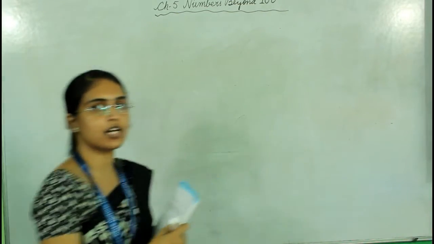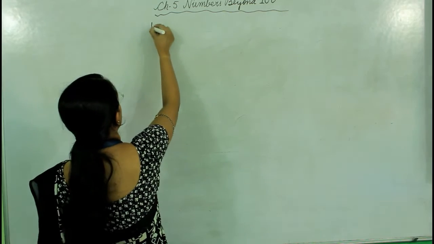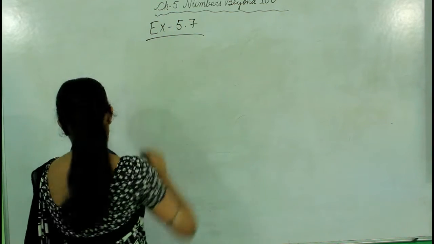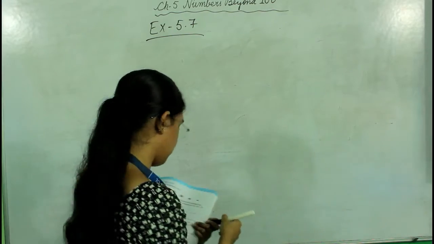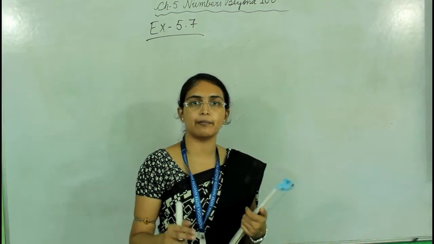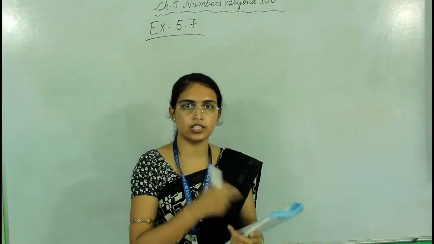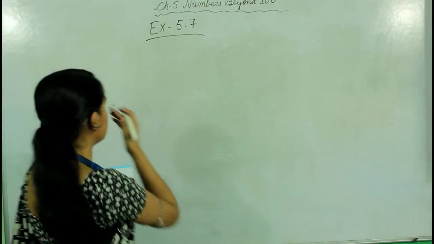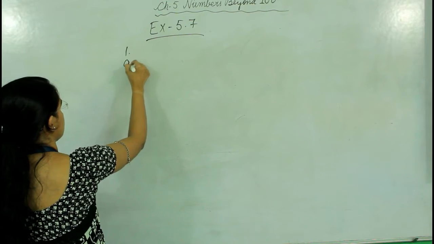Now we do exercise 5.7. Now first question is arrange the given numbers in ascending order. That means we have to arrange these numbers in increasing order. Okay. So our first question is A1.